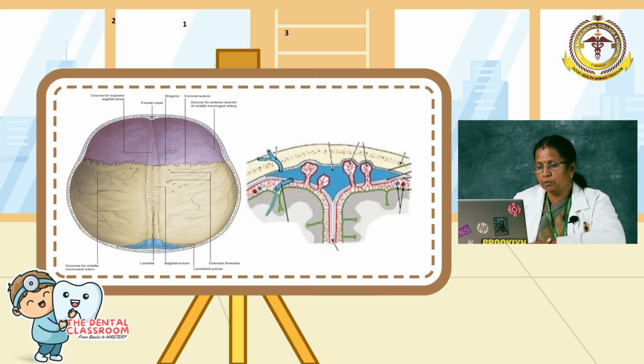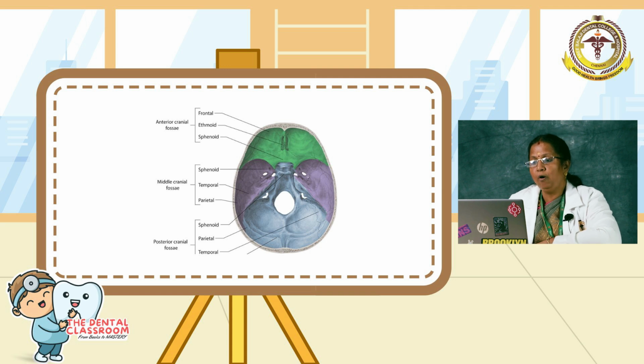Then here we are able to see the granular foveolae and the frontal crest, everything here. Okay. So, how are we going to read the cranial cavity? The cranial cavity can be divided into three parts: anterior cranial fossa, middle cranial fossa and posterior cranial fossa. If you see these fossae, the most shallow one will be the anterior cranial fossa, whereas the posterior cranial fossa will be the deepest one.